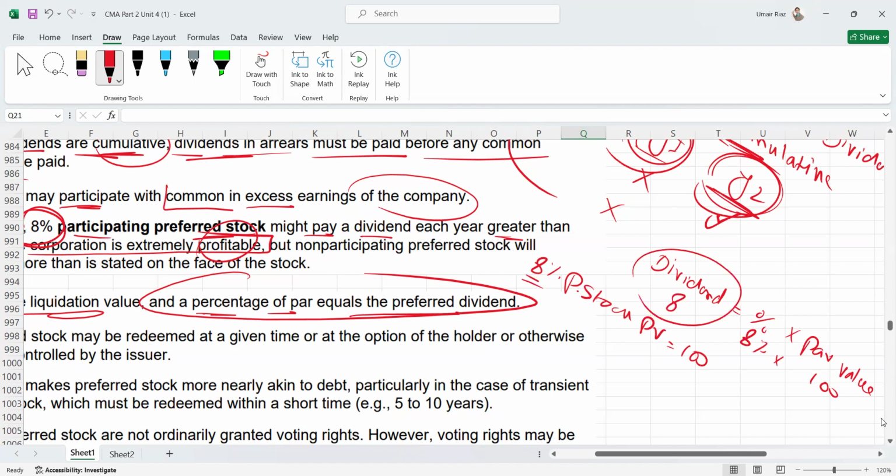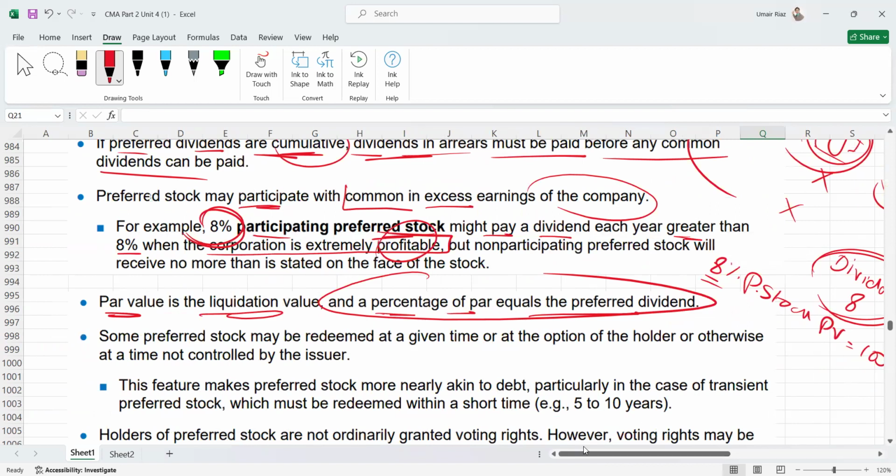So if you want to calculate the total amount of dividend, simply multiply this dividend per share with the number of stocks to get the total preferred dividend. This is what they are trying to tell you here. So whenever we calculate dividend, we always take a percentage of the par value.